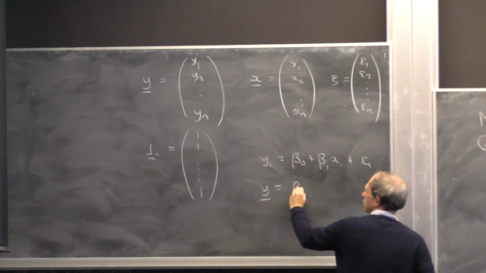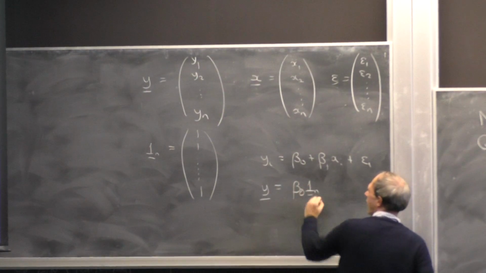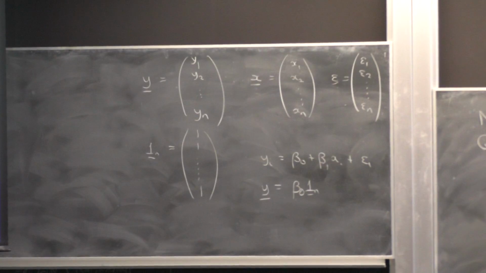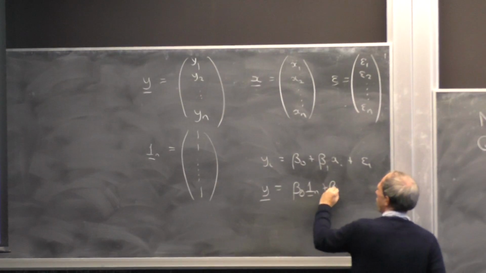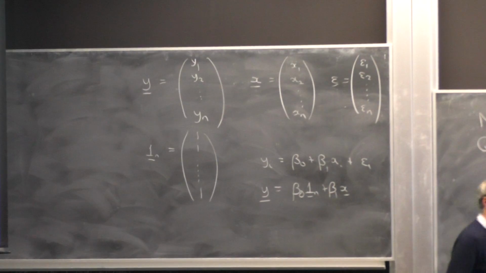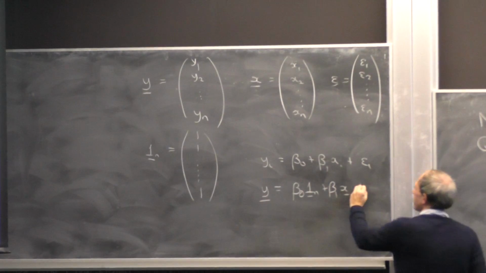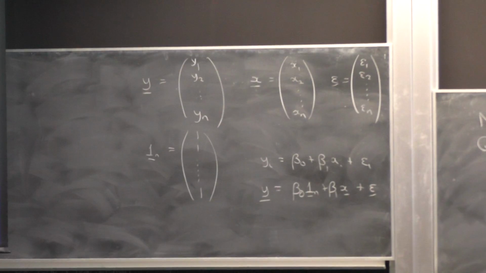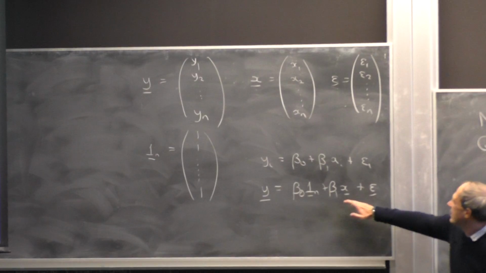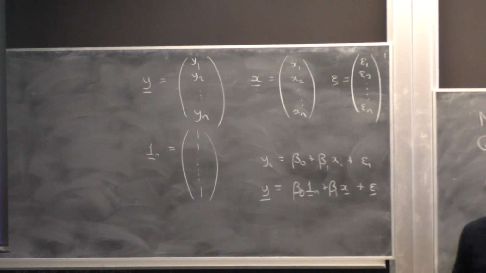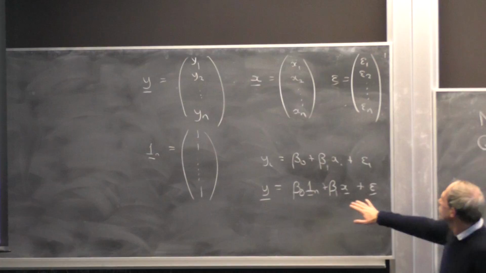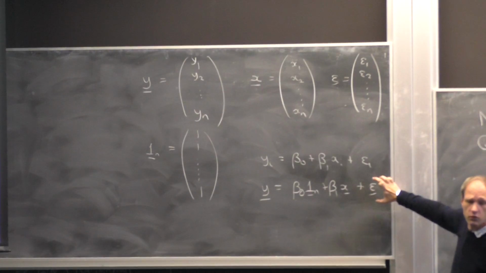We can see that this is just the ith line of the vector equation, that y is beta naught, which is a scalar, times the vector whose entries are all 1, plus beta 1 times the vector x, plus the vector epsilon with the random terms in it. So the linear predictor terms are here, and then the random term epsilon is at the end. So this is a vector equation.